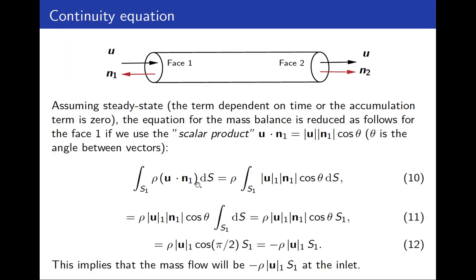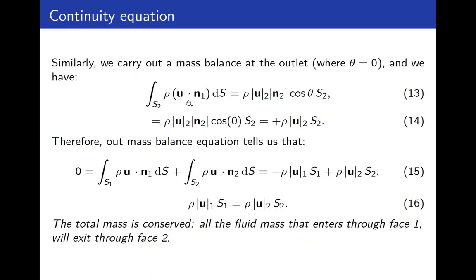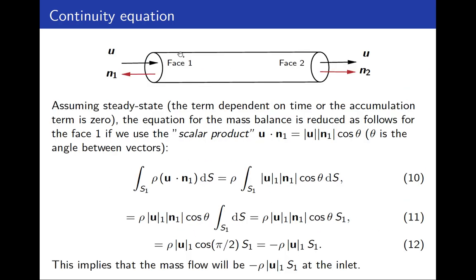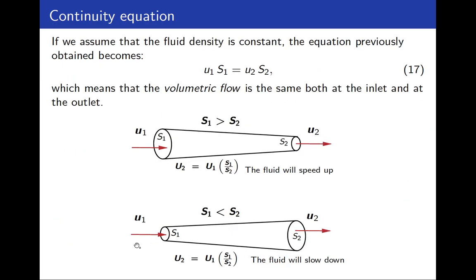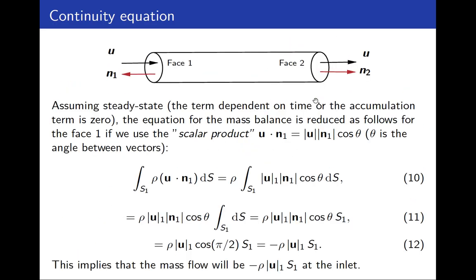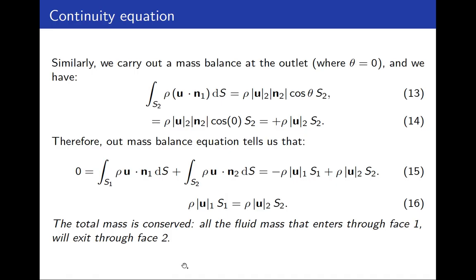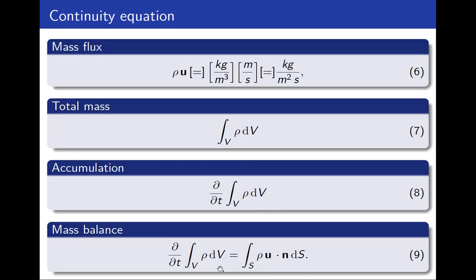So we have this integral, which has this result, plus this integral at phase 2. And then we obtain this relation. And then we move this term to the other side, and we obtain the following relation that tells us that the total mass is conserved. All the fluid mass that enters through phase 1 will exit through phase 2. So that's the meaning of the equation. That is the equation that was derived from here.